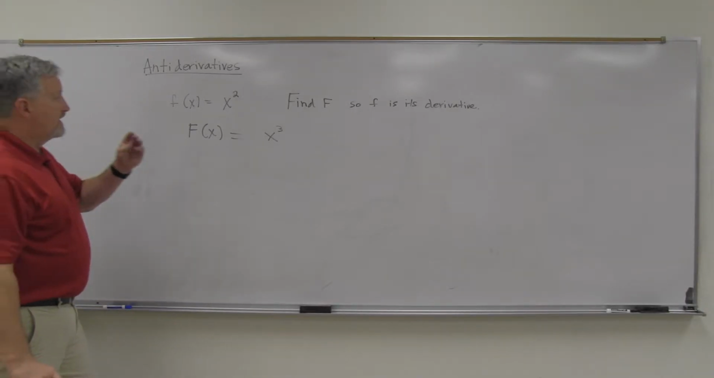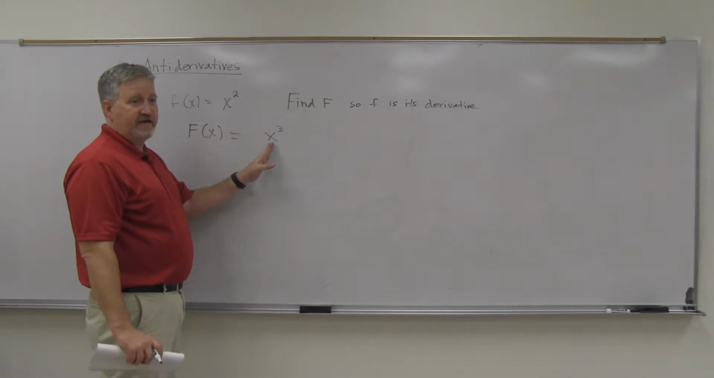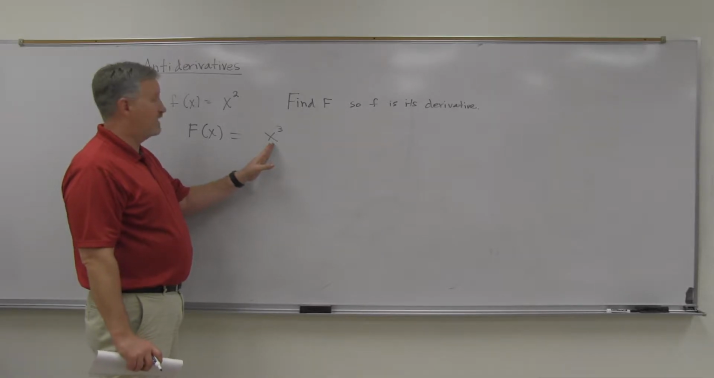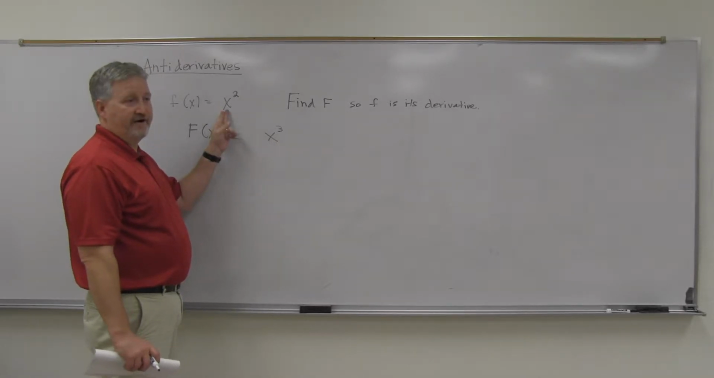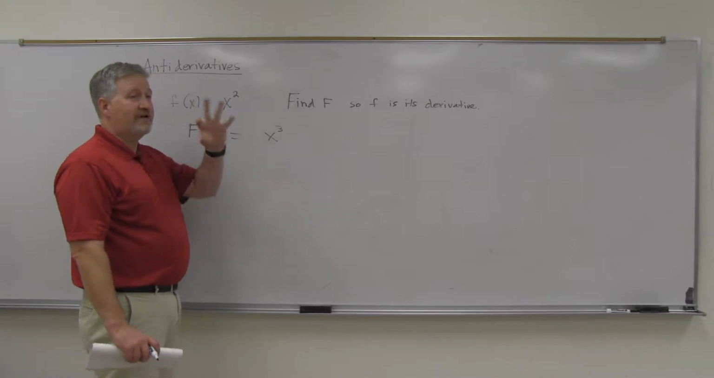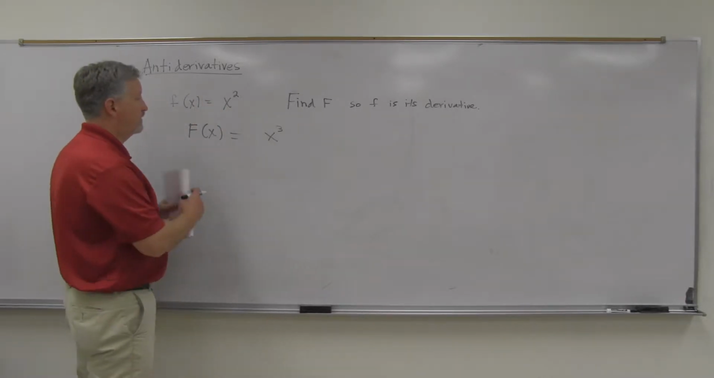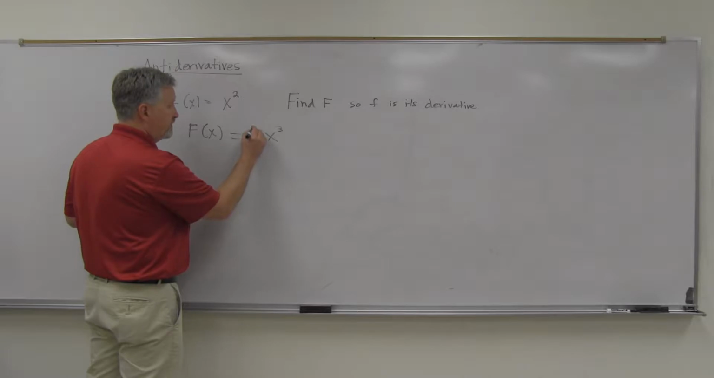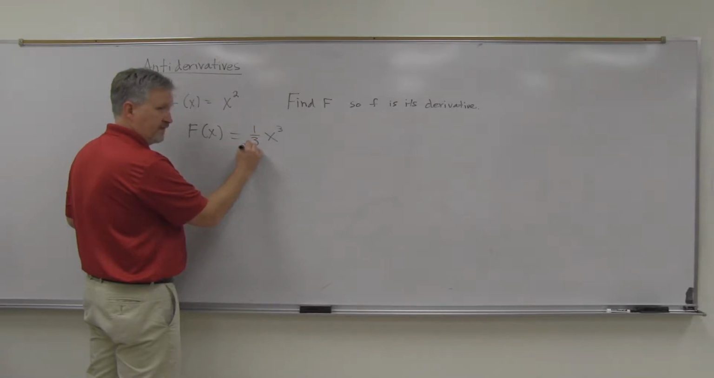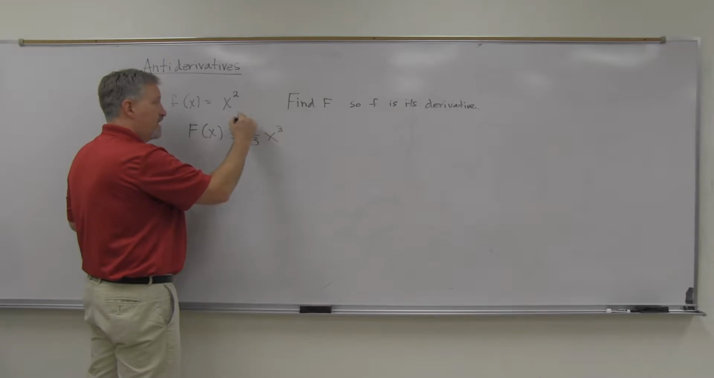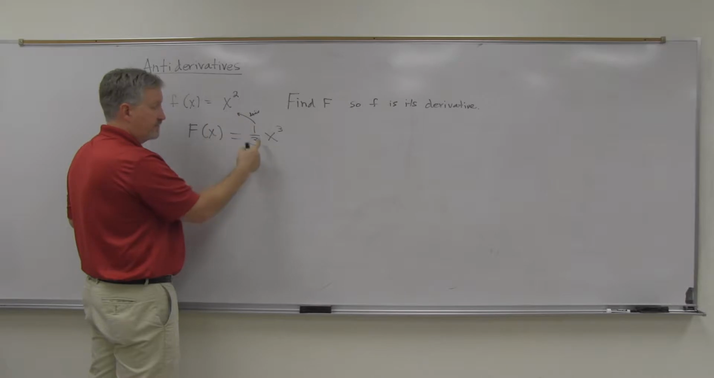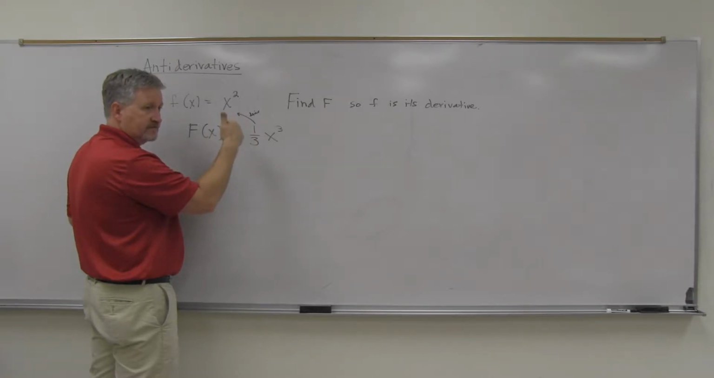Now the problem with that is, if I just say x cubed, the derivative of that is not x squared. The derivative of that is 3x squared. So how do I compensate for that? Well, if I put a 1/3 in front, wouldn't that fix our little problem? Because now, if I take the derivative of that, don't I get x squared? Yes? Okay.